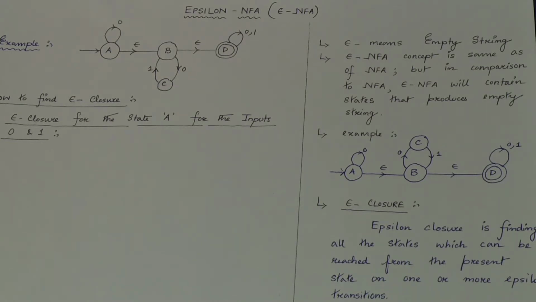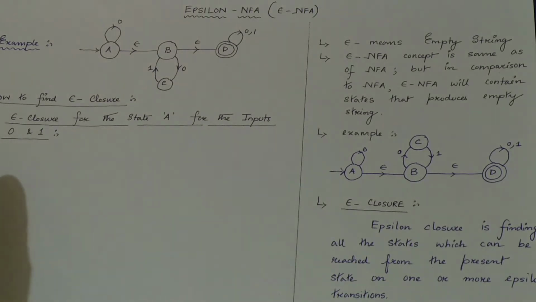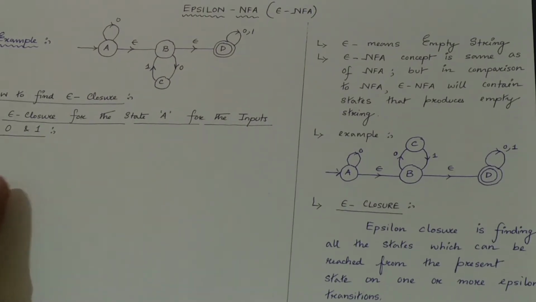If we talk about finite automata without output, we consist of three topics. One is deterministic finite automata, another one is non-deterministic finite automata, and the third one is epsilon non-deterministic finite automata, that is epsilon NFA. So epsilon generally means what? Empty string, right?